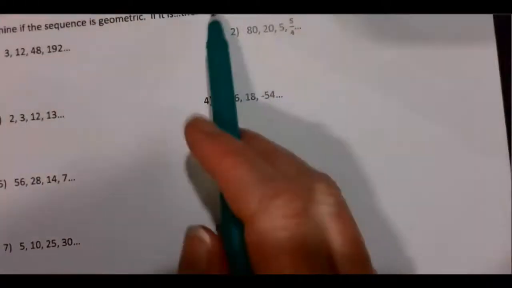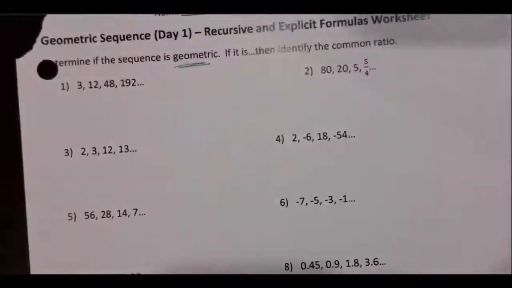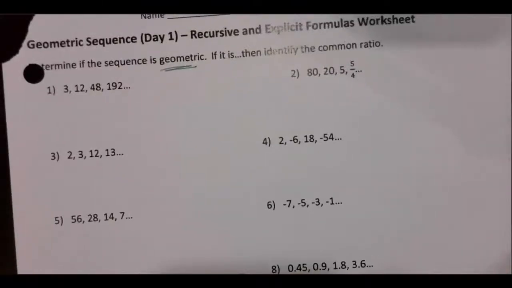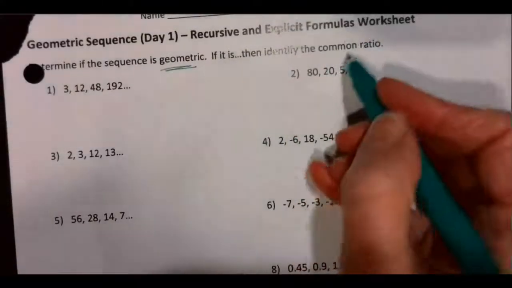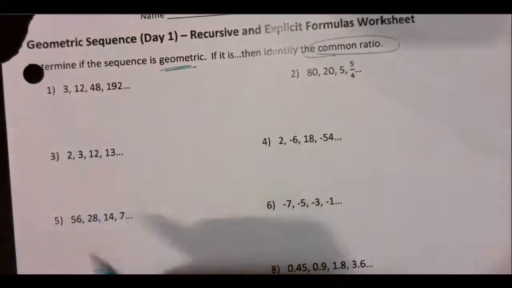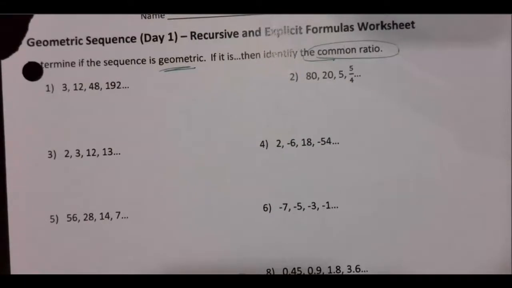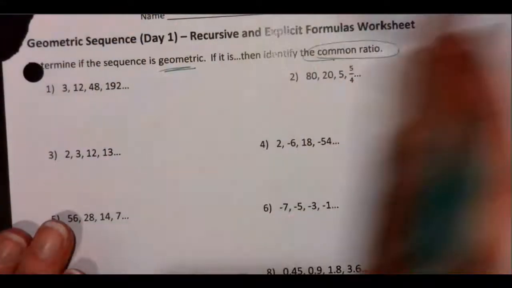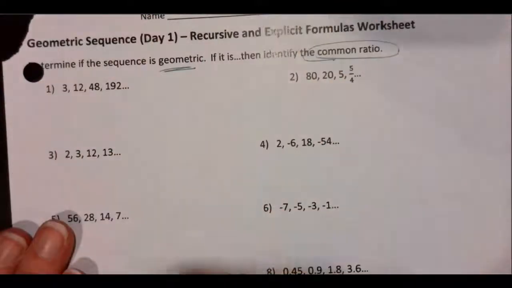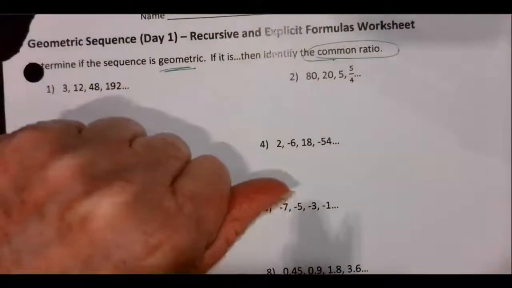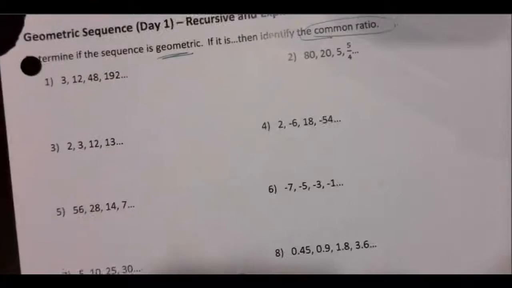Let's look at the assignment. Recursive and explicit formulas: determine if the sequence is geometric, and this is one of the things you're going to do on the test. And if it is, you need to find the common ratio. On the test, we're going to ask you this question: is it arithmetic or is it geometric? What you always want to do is see, do I have to add to get to the next term, or subtract, or do I have to multiply? Add and subtract, arithmetic; multiply, it's going to be geometric.